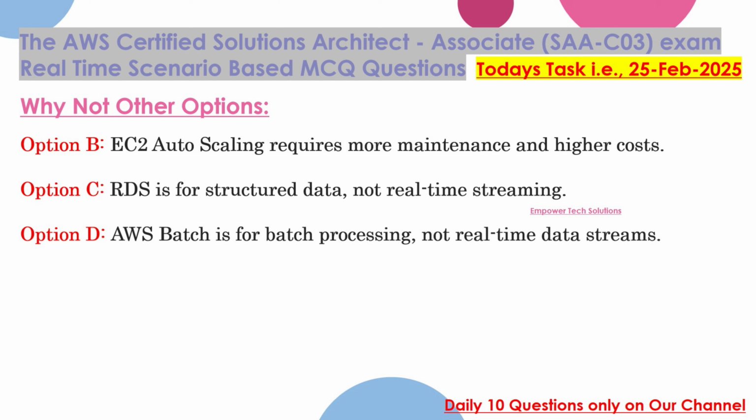EC2 auto-scaling requires more maintenance and higher costs. Option C. RDS is for structured data, not real-time streaming. Option D. AWS Batch is for batch processing, not real-time data streams.